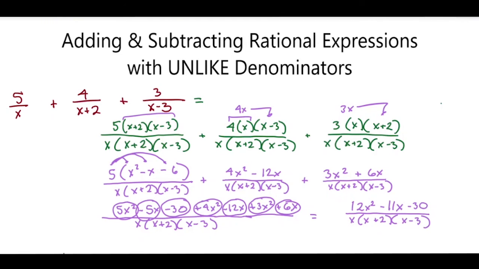And there's our final answer. 12x squared minus 11x minus 30 over x times x plus 2 times x minus 3. And that's how you add rational expressions with unlike denominators.